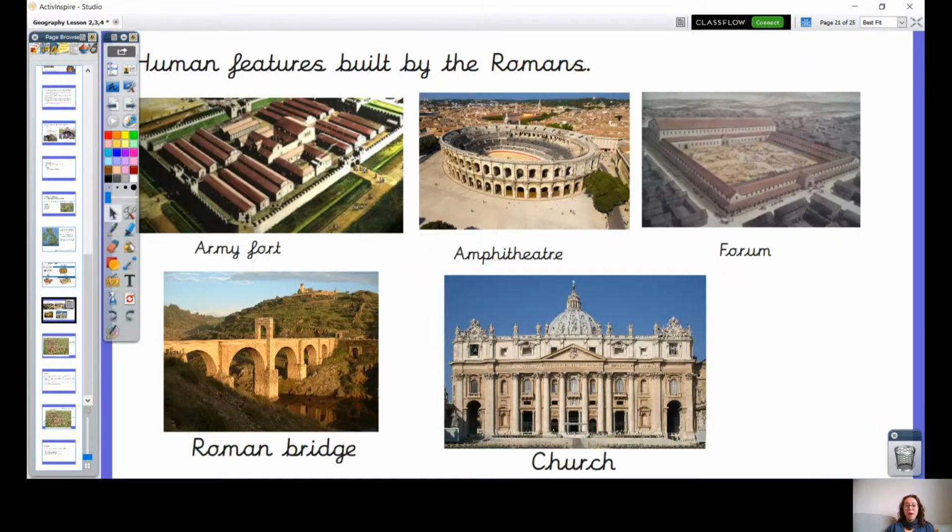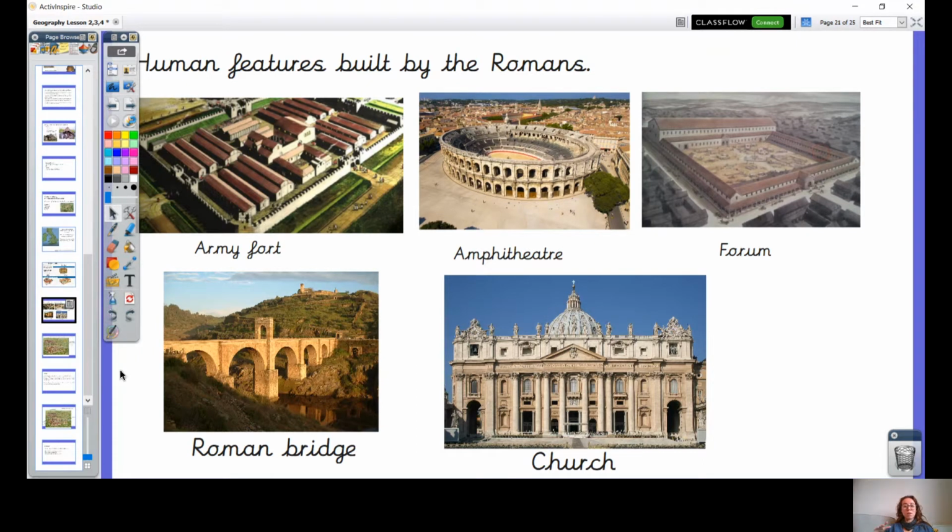Okay, as well as their homes, there are some more human features I want to introduce to you today, some of which you might have seen before, something similar, some of which you might have heard of before. And we're going to do some spotting in a moment of these features. So the Romans would build buildings that would look a bit like this, almost more than a building really. It's almost like a separate settlement almost, and that was an army fort.